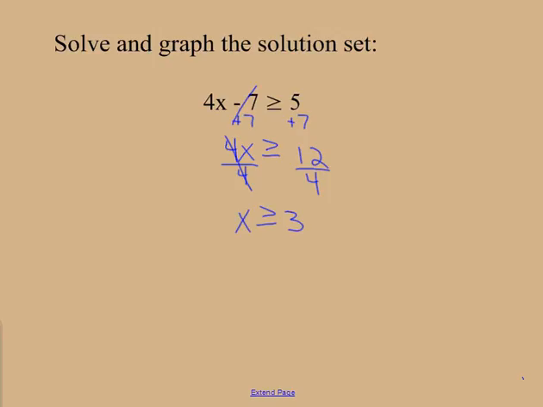Now I need to graph that. And of course, as we practiced, we graph inequalities on a number line.